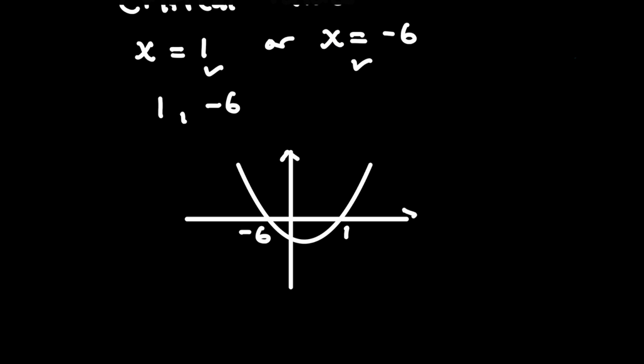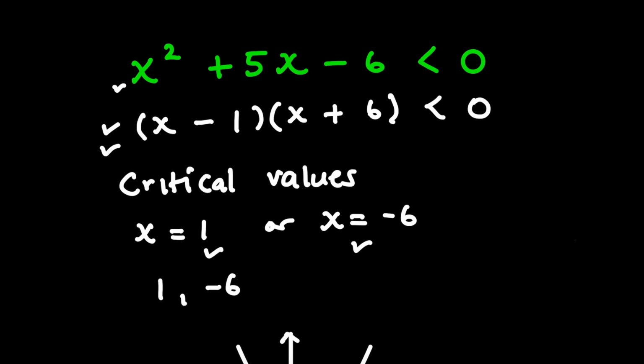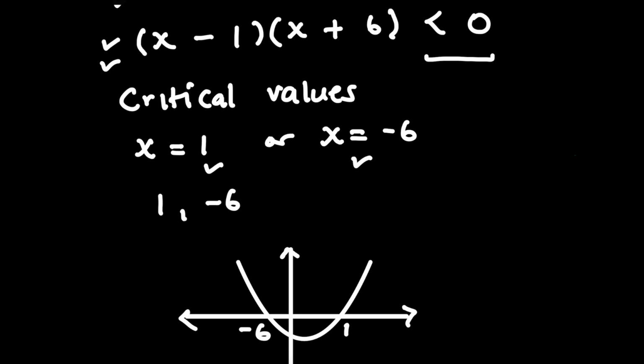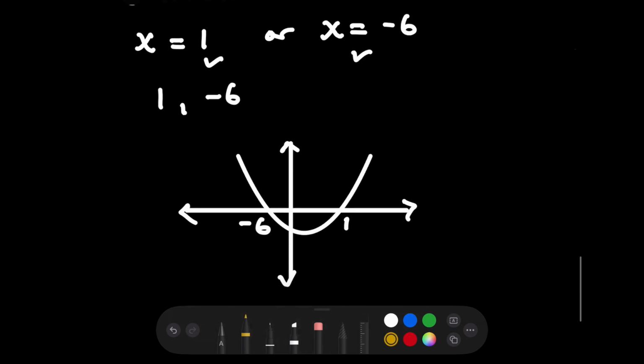Now what this question is asking us is to find the values of x where this graph is less than 0, where this graph is below the x-axis. Remember, the equation of the x-axis is y equals 0. So we need to find the values of x when this graph is below the x-axis. Can you see that here our graph is below the x-axis? So we need to express that.